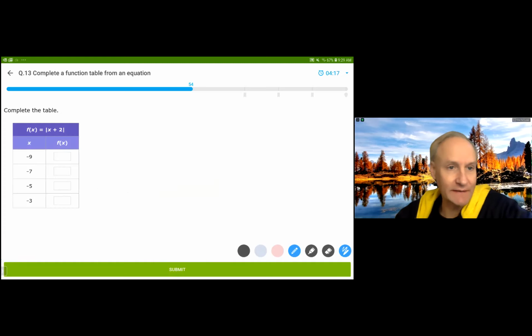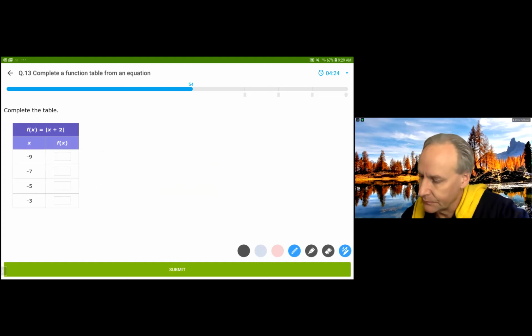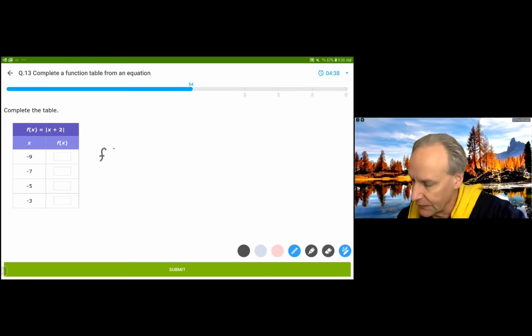Now in this one, we're taking the absolute value, and I'm going to go ahead and put this in. A common misconception for absolute value is that everything inside turns positive, and you have to do whatever the parentheses say before you take the absolute value. So in other words, f of negative 9 is equal to the absolute value of negative 9 plus 2.